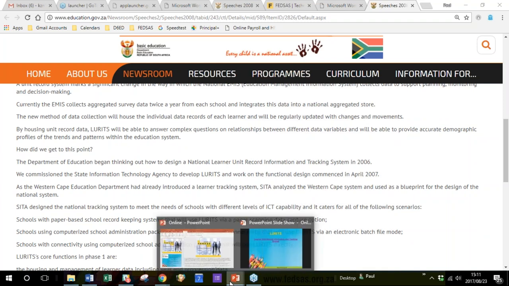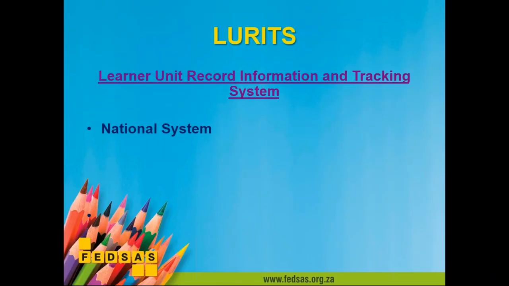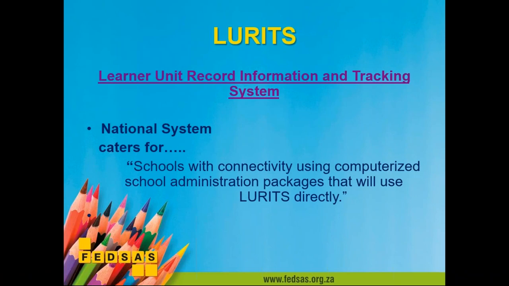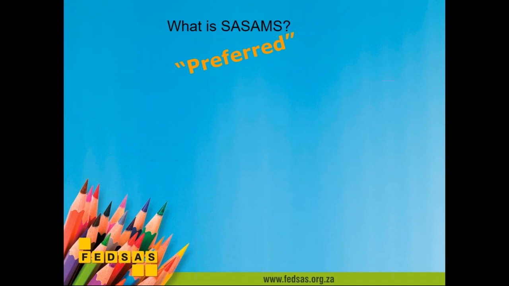So it's very important that we then look at it and we say, what is it? It's a national system, and it has to cater for schools with connectivity using computerized school administration packages that will use LURITS directly. That is a very important statement that we need to understand. It allows space for what we call third-party software suppliers, and then it gives us a better understanding of where we're going. So folks in the admin side will know what the department's requirements are with regards to your LURITS submission that needs to take place.